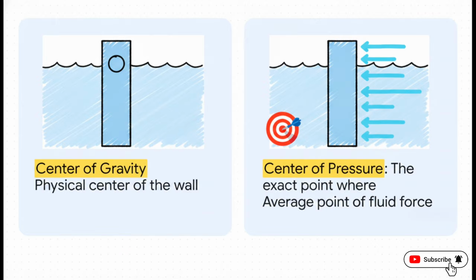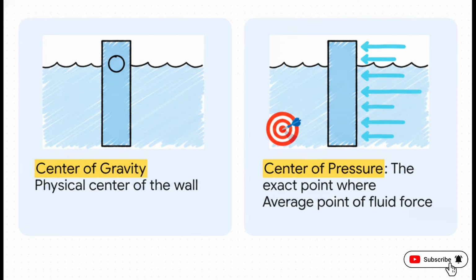But the center of pressure, that is the exact specific point where we can imagine the entirety of the water's pushing force is concentrated. And here's where it gets kind of mind-bending. Pressure increases the deeper you go into water, right? Because the bottom half of a submerged wall is deeper than the top half. The bottom half gets pushed much, much harder.